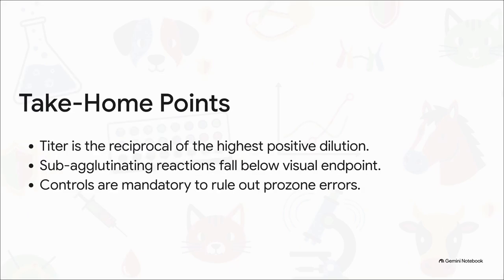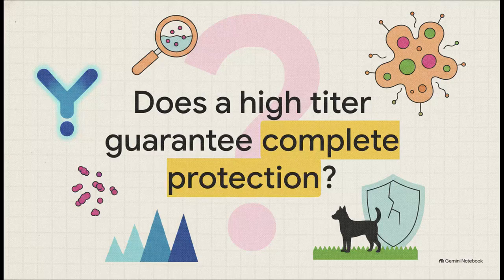Let's wrap this up with your high-yield take-home points. Number 1, your titer is always the reciprocal of the highest positive dilution. Number 2, sub-agglutinating reactions are the ones that fall just below the defined visual endpoint. So not perfectly negative, but not positive either. And number 3, controls are non-negotiable. They are mandatory to rule out technical errors or that sneaky prozone effect, where too much antibody masks a positive result.